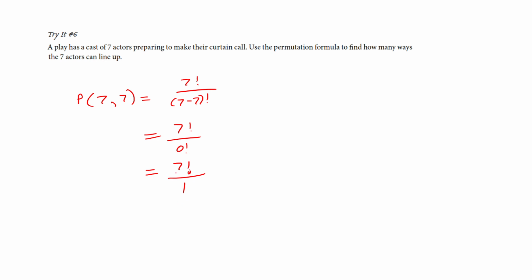But let's just think of it like we got 7 people on the stage. Well, there's 7 actors who could stand in the first spot. That leaves 6 for the next, 5 for the next, 4 for the next, 3, 2, 1. And everybody's standing on the stage, so we used up everyone. That's the same as 7 factorial. If I crunch 7 factorial on my calculator, it's 5,040.